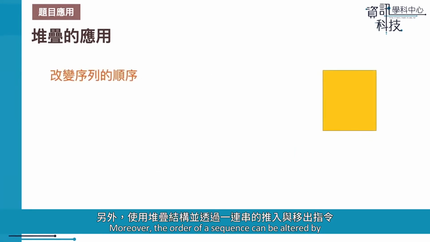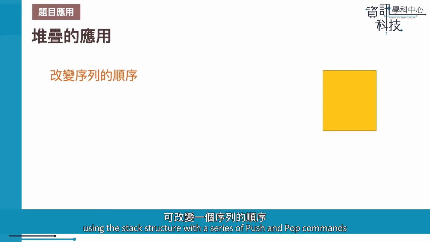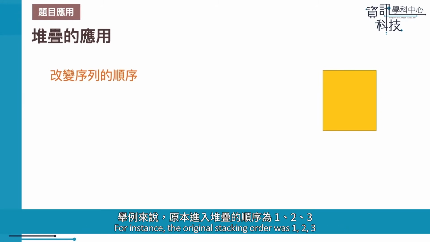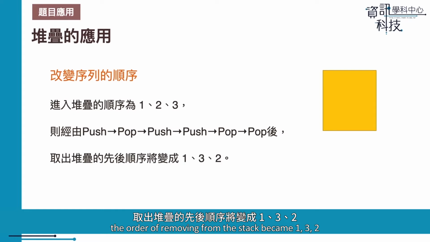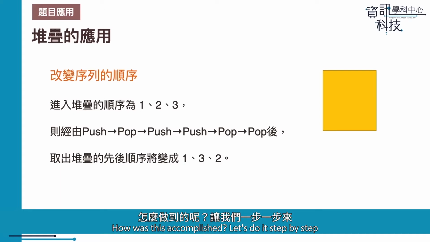Moreover, the order of a sequence can be altered by using the stack structure with a series of push and pop commands. For instance, the original stacking order was 1, 2, 3, whereas after going through the process of push, pop, push, push, pop, pop, the order of removing from the stack became 1, 3, 2. How is this accomplished? Let's do it step by step.